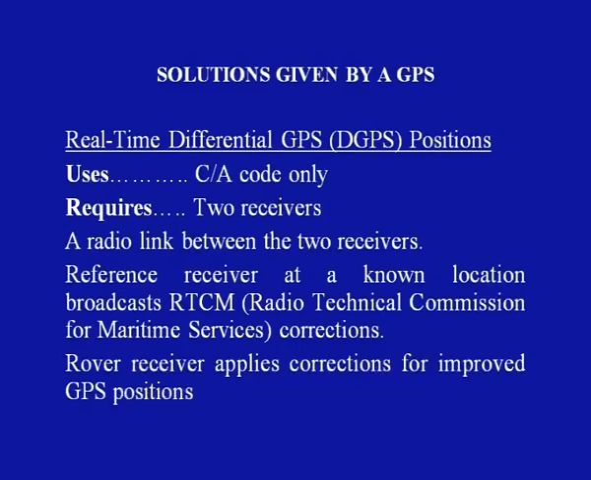The next solution is real-time differential GPS or DGPS position. Well, this type of solution uses a CA code only and requires 2 receivers. Between the 2 receivers, a radio link is required. The reference receiver at a known location broadcasts RTCM, that is Radio Technical Commission for Maritime Services corrections. The rover receiver applies corrections for improved GPS positions.